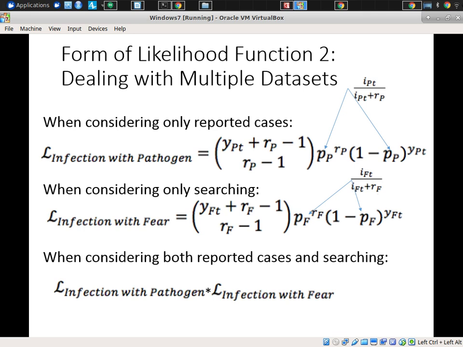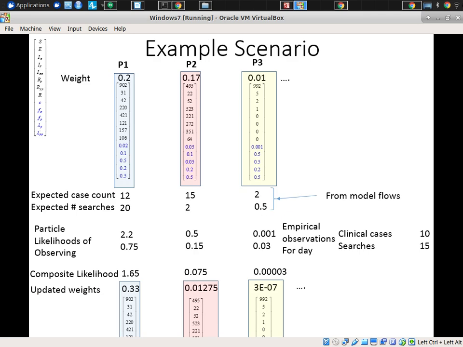Y sub PT is the observations of people presenting for care. Y sub FT is the number of observations of people who are searching online. Okay, so I think you folks have a gut feel for this by now, but imagine we have many particles, and I've listed here P1, P2, and P3, and each particle, to just try to drive this point brutally home, is associated with a state vector, right? That's that state vector that I covered earlier, right?